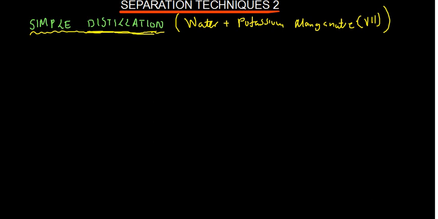So how is this setup? Again, you need to know the setup, because at times they'll just bring this setup. They can ask you to label, or they are going to ask you to draw and label the method that you are going to use to separate water and potassium manganate, or water and copper 2 sulfate. Please, you need to know this method.